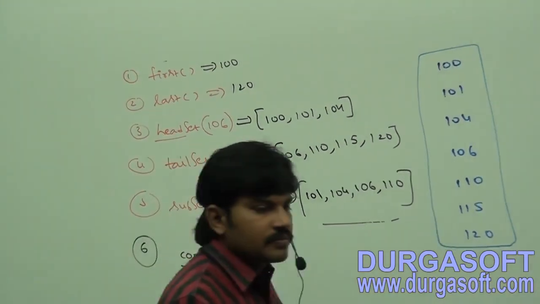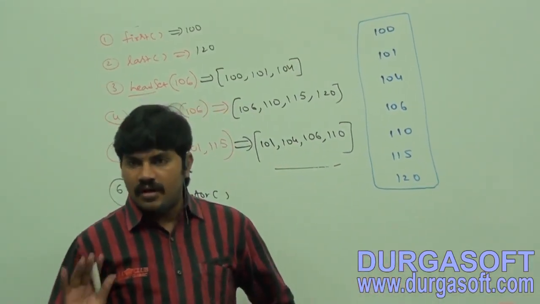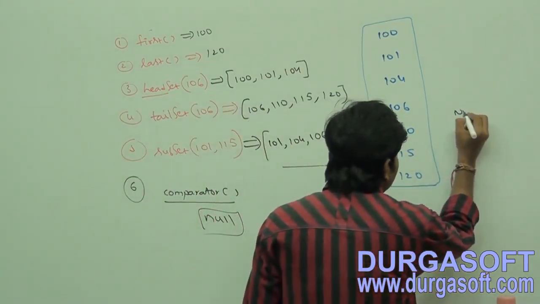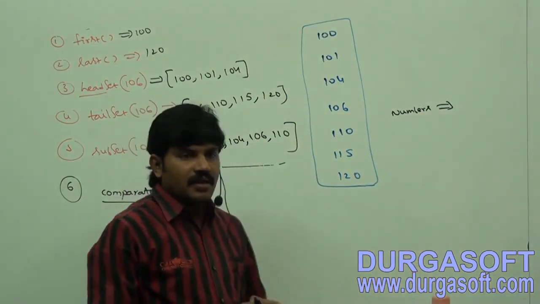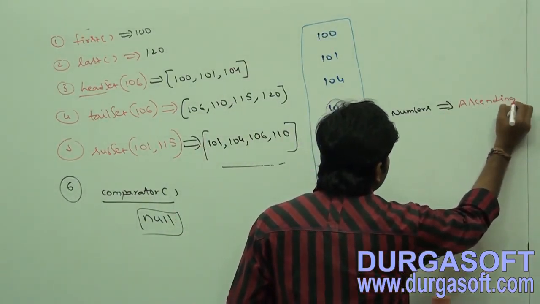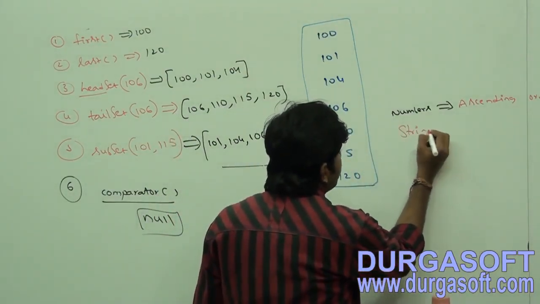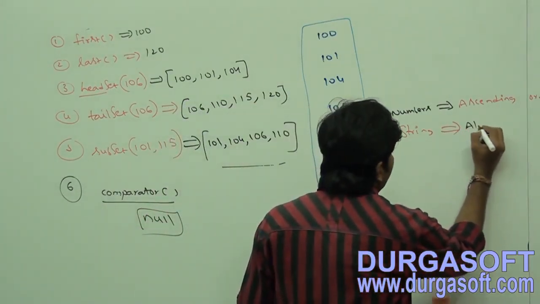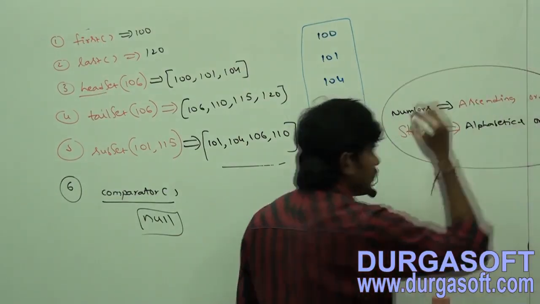Note: here we used one term. Do you remember the default natural sorting order? You should have clarity. For normal numbers, which one is the default natural sorting order? Ascending order. Remember this one. For string objects, which one is the default natural sorting order? Alphabetical order. Clear for all of you, right?